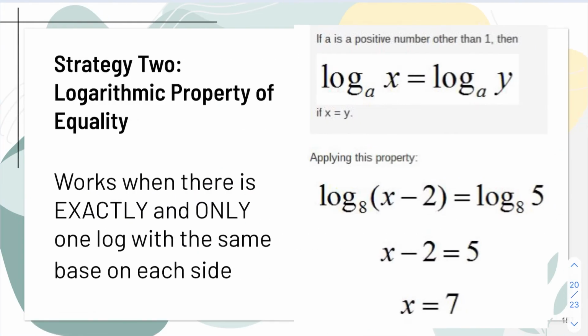Our second strategy was the property of equality, right? If you have a single log equal to a single log with the same bases, you can set the arguments of the logs, or what's in the logs, equal to each other. Again, you may have to condense to get this to be true. If every single term has a log, that is when you can use this strategy.